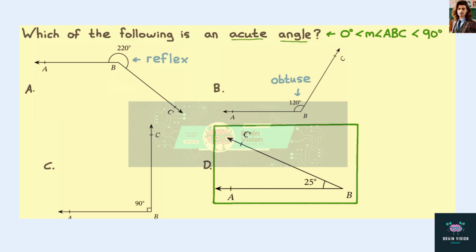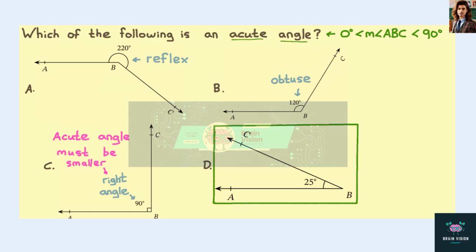Next, we recall that an angle of measure greater than 180 degrees is a reflex angle, so option A is a reflex angle. We can also recall that an angle of measure 90 degrees is referred to as a right angle, and that an angle of measure 180 degrees is called a straight angle.